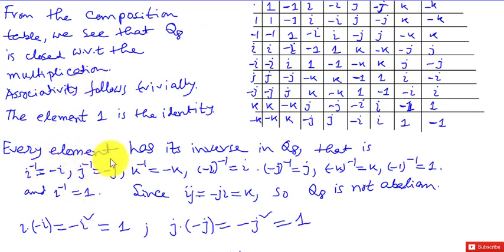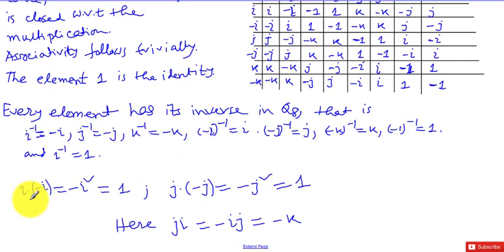Every element has its inverse in Q8, that is i inverse is equal to minus i, j inverse is equal to minus j, k inverse is equal to minus k, minus i inverse is equal to i, minus j inverse is equal to j, minus k inverse is equal to k, minus 1 inverse is equal to 1 and 1 inverse is equal to 1.